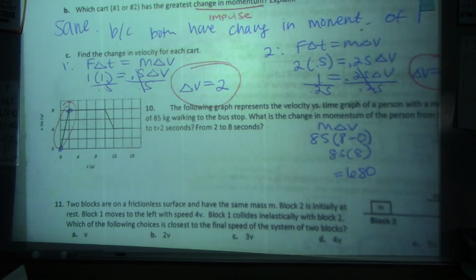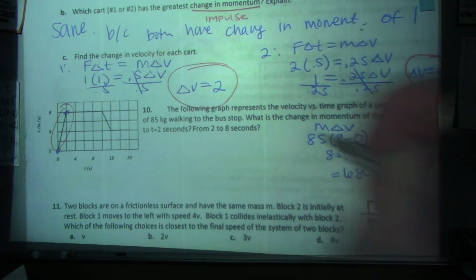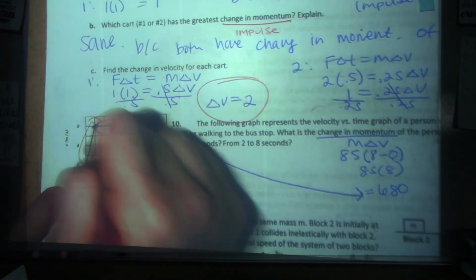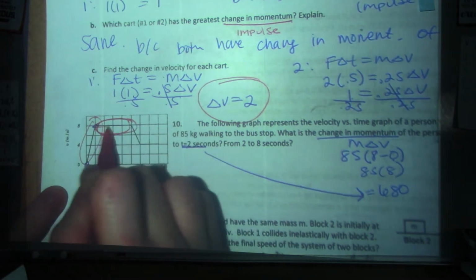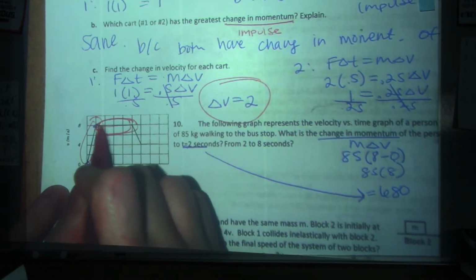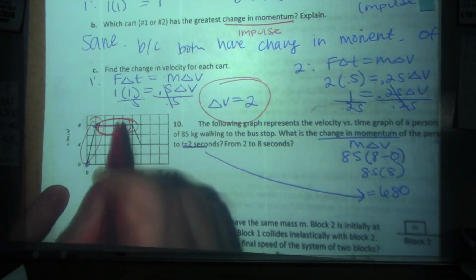Yes, 680. So that would be the change in momentum from 0 to 2 seconds. And then it also asked about from 2 to 8. So what you'll notice here is that the velocity is not changing. It stays 8, 8, 8, 8, 8. So then your momentum would not be changing because it would be 80, right?